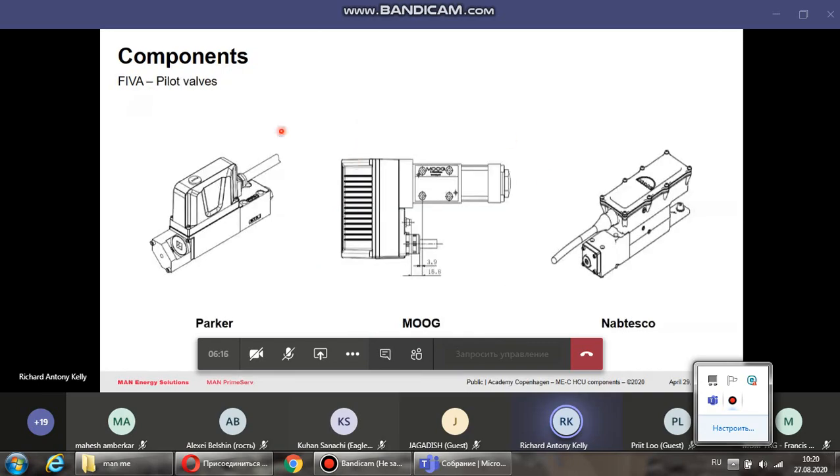The pilot valves we have in service, we have the Parker, we have the Moog, and we have the Nabtesco. The Nabtesco pilot valve is of course on the Nabtesco FIVA valve, and the Parker and the Moog are the two designs that we use on the MAN FIVA valve. Function is the same. You get a signal in and you have a movement of a pilot spool inside the silent valve here.